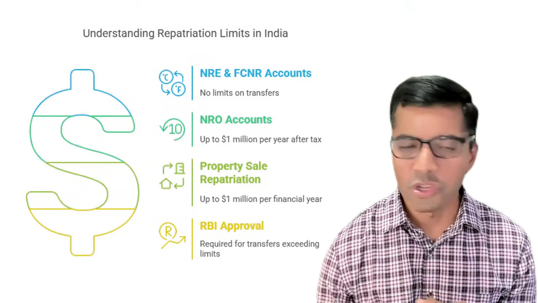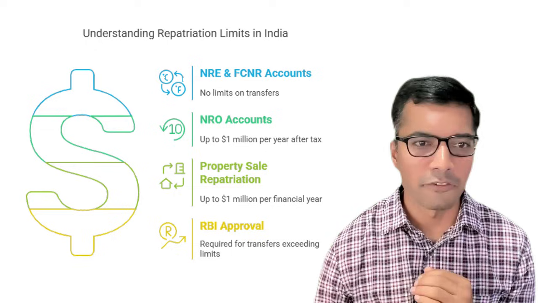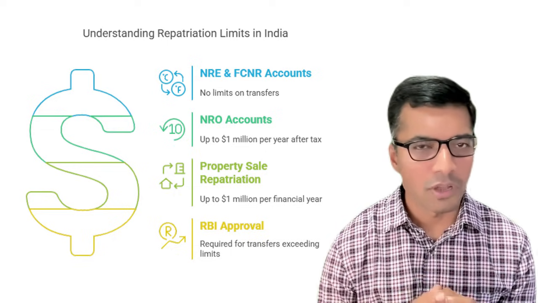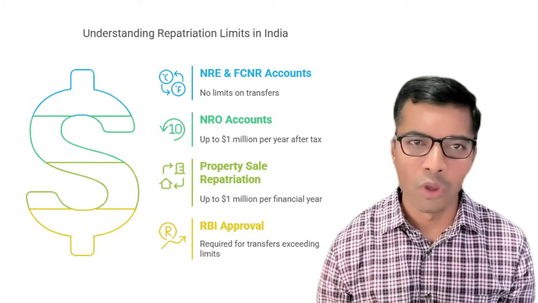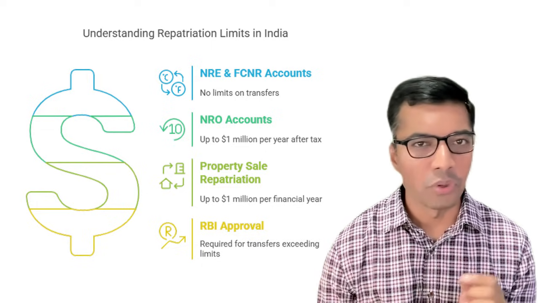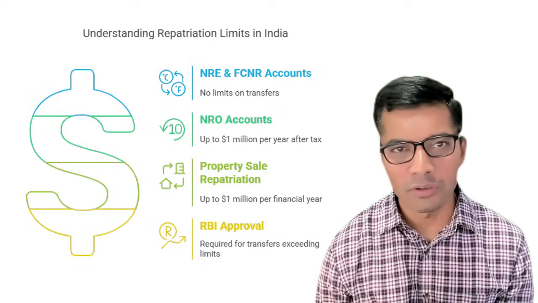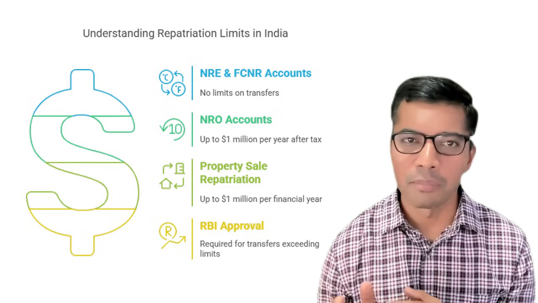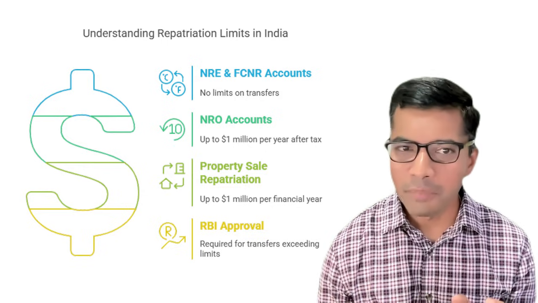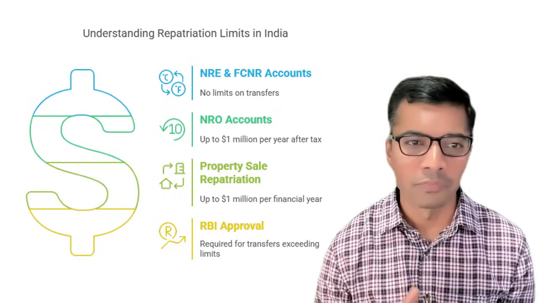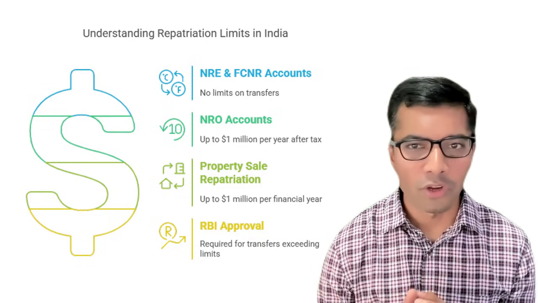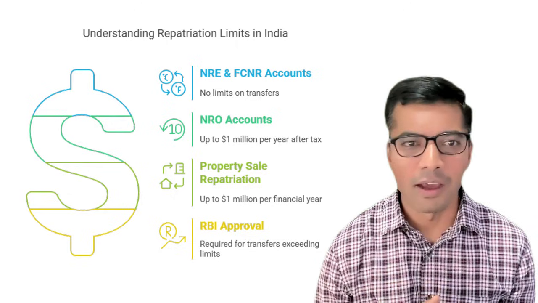The Reserve Bank of India has set repatriation limits. For NRE and FCNR accounts, no limits. You can transfer money freely. For NRO accounts, up to $1 million per year after tax compliance. Property sale repatriation. You can transfer up to $1 million per financial year per individual. RBI approval is required if you need to transfer more than allowed, and you need to provide supporting documentation while seeking RBI permissions.